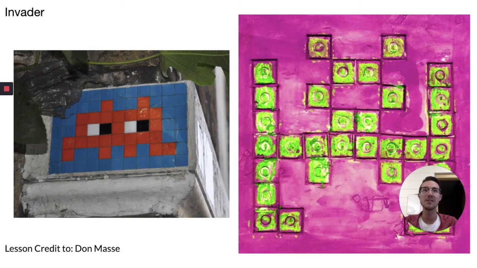Now, when he does it, he doesn't just put up one mural in one city. He calls it an invasion, where he'll go to somewhere like San Diego and put up 10 of his little Invader characters all over the city. So he really puts up a whole bunch of them in one location.